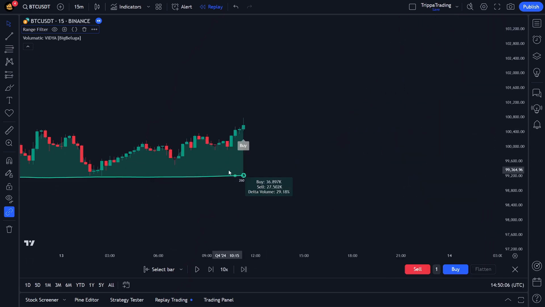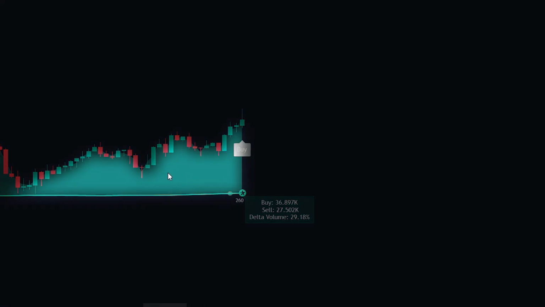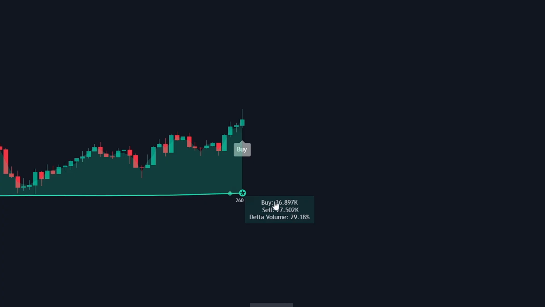Now, here's how to use these indicators together to enter a buy position. First of all, wait for a buy signal to appear on the chart from the range filter, just like this one. Next, confirm that the trend is bullish by checking the VIDIA trend ribbon. It should be green in color. Finally, ensure the trend is strong by looking at the delta volume value. You can see that here. This should be at least 20% or above.